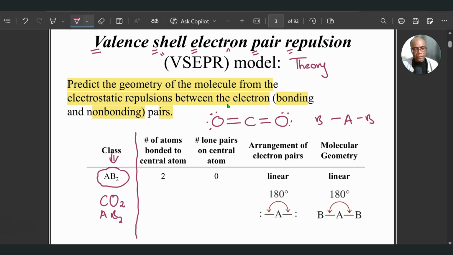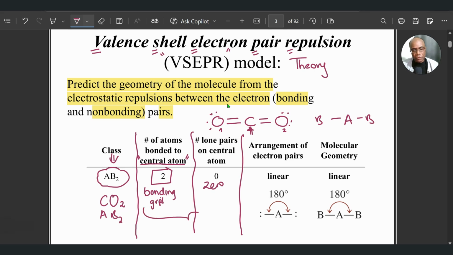Once you realize that you have an AB2 structure, the second thing you want to look at is to count the number of atoms bonded to the central atom. Always the central atom is going to dictate the shape. So here is the central atom. Number of atoms bonded to the central atom is 2. So we count it as 2. Or you can call these bonding groups. Okay. And then the next thing you want to count is the number of lone pairs on the central atom. There's none in this Lewis structure, so 0.